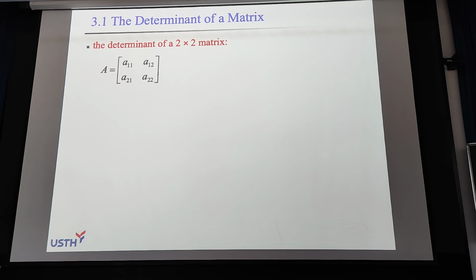First, in this lecture we study what we call determinants of a matrix. Định thức của một ma trận. Whenever we talk about the determinant of a matrix, it is only for a square matrix, chỉ có ma trận vuông thôi, không có cái gì khác à. Only square matrix. So the first and easiest case is the 2 by 2 matrix.